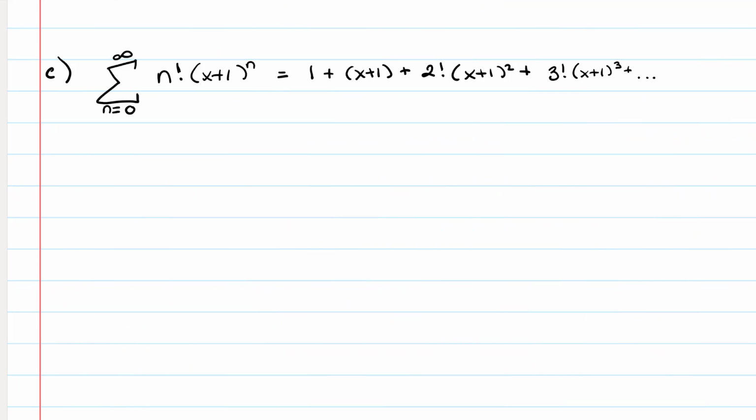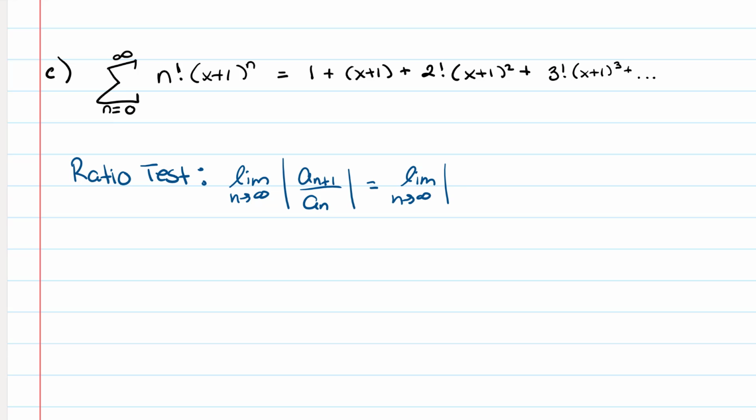Okay, so now we're going to go ahead and look at this second series, which says the sigma from 0 to infinity, n factorial times x plus 1 to the n. And if you were to write out each term, that's what they would look like. So now we're going to go ahead and use that ratio test. So I do the limit as n goes to infinity, absolute value a sub n plus 1 divided by a sub n. So this is the limit as n goes to infinity of n plus 1 factorial x plus 1 to the n plus 1 divided by n factorial x plus 1 to the n.